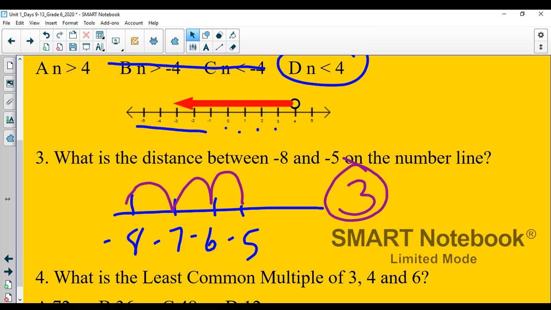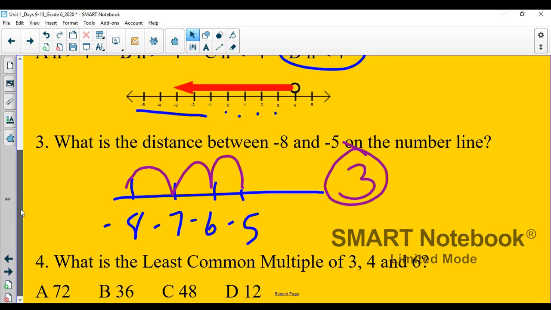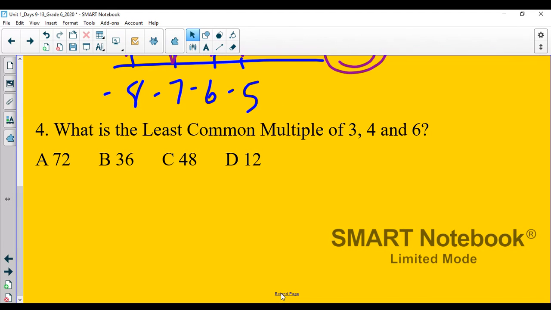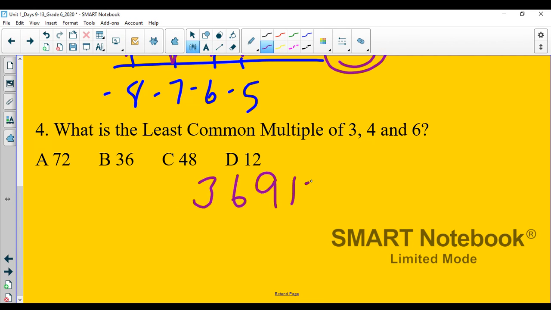And number four, the least common multiple, or LCM. The LCM is when you list the multiples, and multiples are what you skip count by. So if you skip count by 3, it's 3, 6, 9, 12, 15, 18.